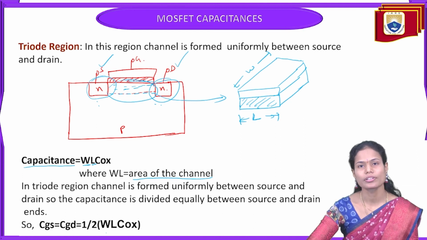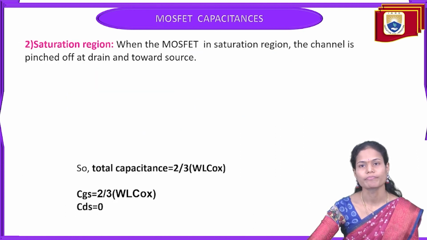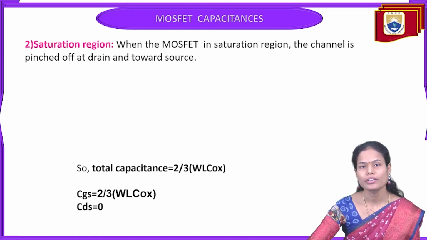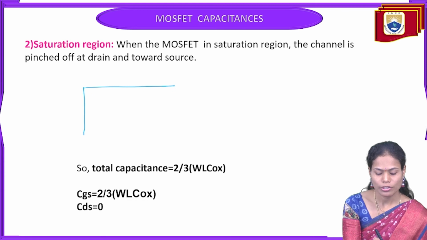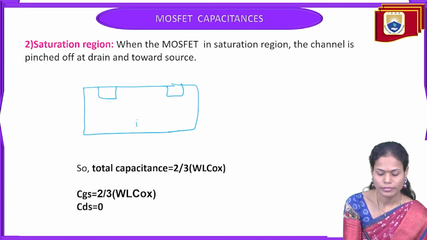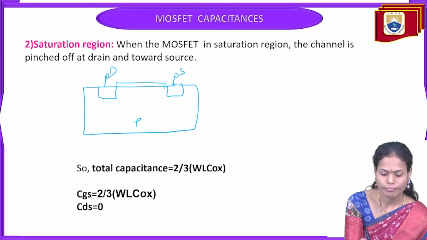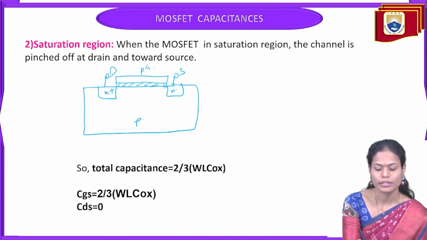And the next region is the saturation region. So when the MOSFET is in the saturation region, the channel is pinched off at the drain and towards the source here. Why? Because in this particular case, this is the source, so drain, source and gate terminal here. This is N plus.